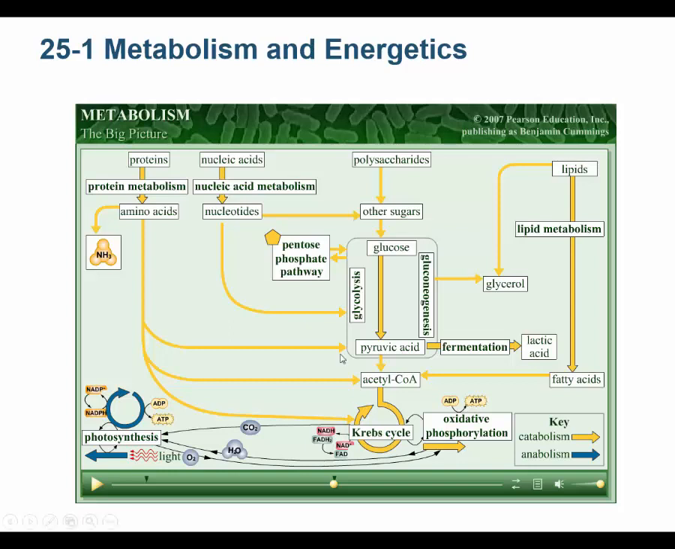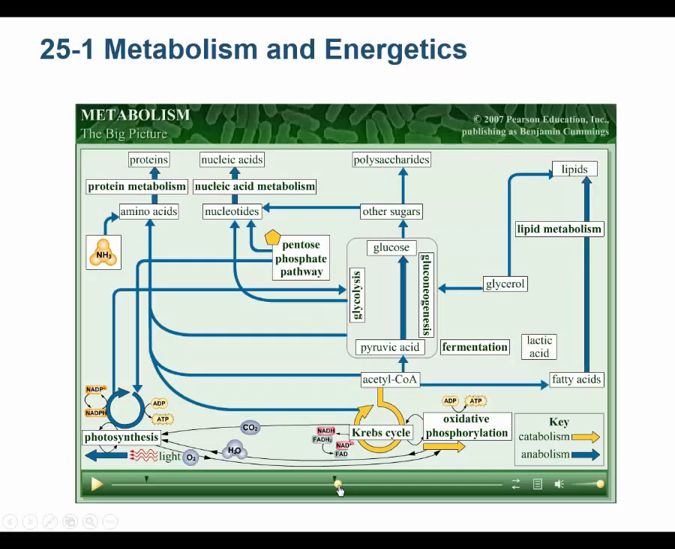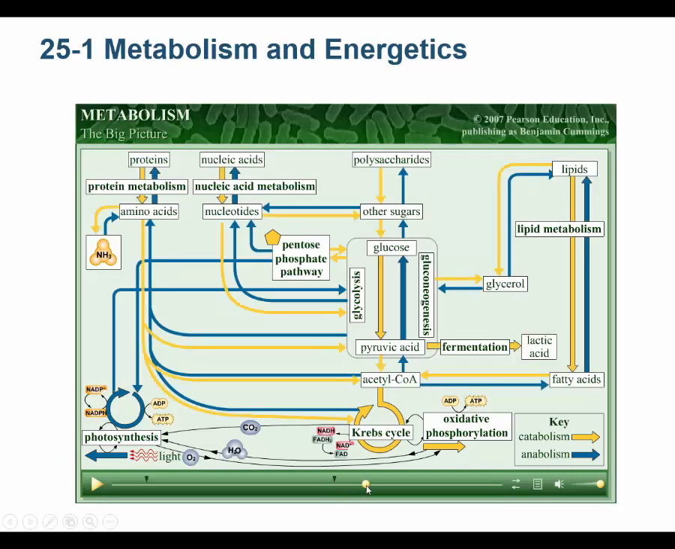Now, he said something right around in here. He said it after the yellow arrows came up. He said that anabolic pathways like gluconeogenesis and fatty acid synthesis and nucleic acid synthesis were essentially the reverse of catabolic pathways. Well, in one sense, he's not incorrect. But I will tell you that there are significant deviations.